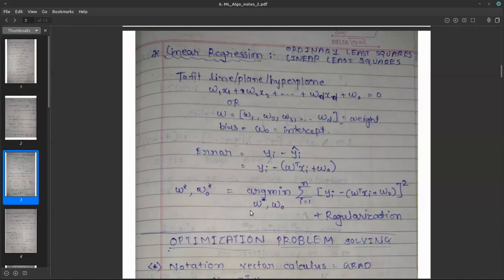In my graduation, I did mechatronics. So in our last year, we had something called numerical methods, right? In that we were using this linear regression, but at that time we were calling it the ordinary least square method, the OLS method.